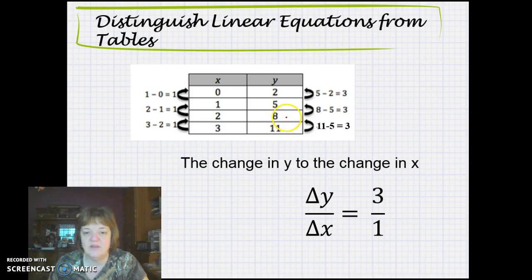Take the bottom number, 11 minus 8, we get... No, sorry, that should say 8 right here. 11 minus 8 is going to give you 3, because 11 minus 5 gives you 6. Oh, for goodness sake.